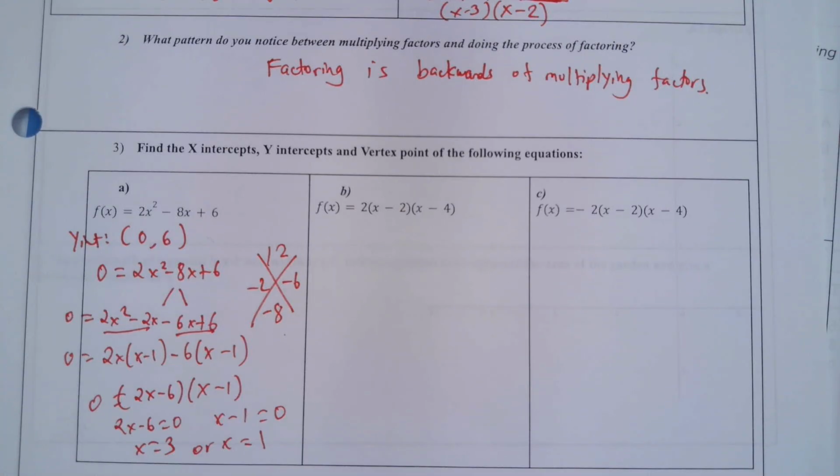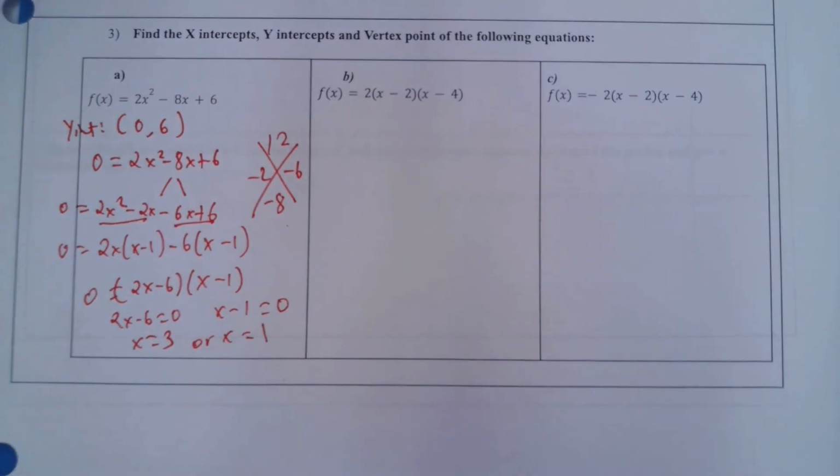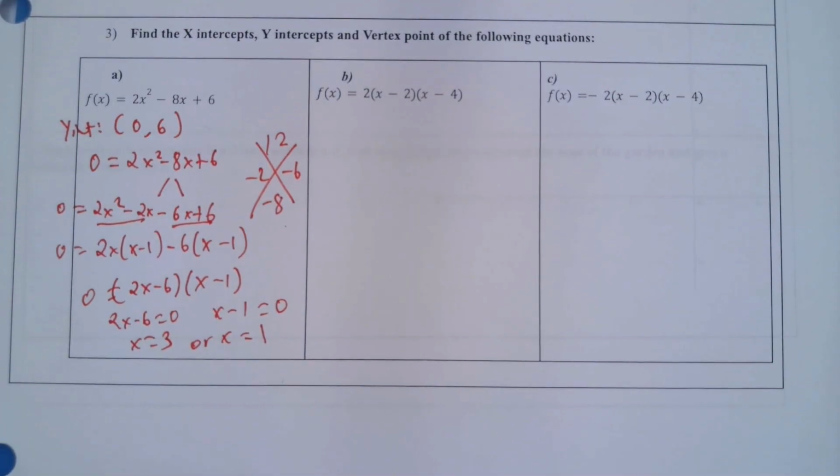Or you could use the quadratic formula. I would not use the quadratic formula if you can do factoring, because there are so many steps in the quadratic formula that it's easier to make mistakes, and we will talk about that later as well. But for now, let's continue doing this. So you got your x-intercepts. The x-intercepts are 3 and 1.